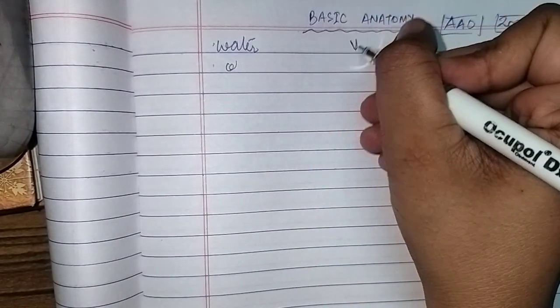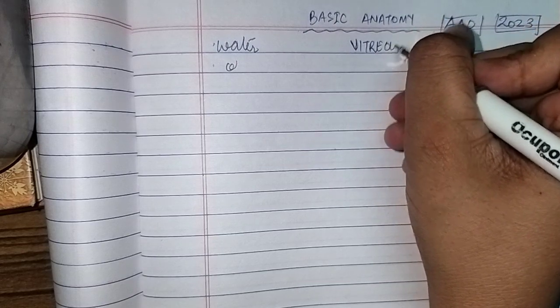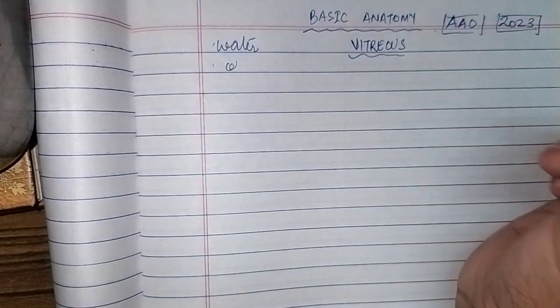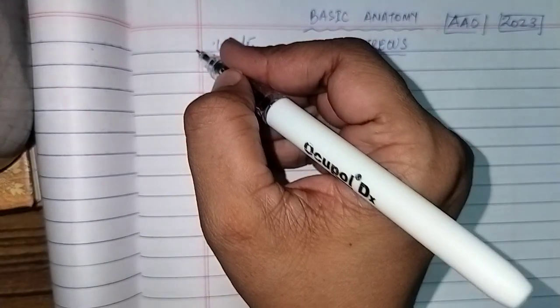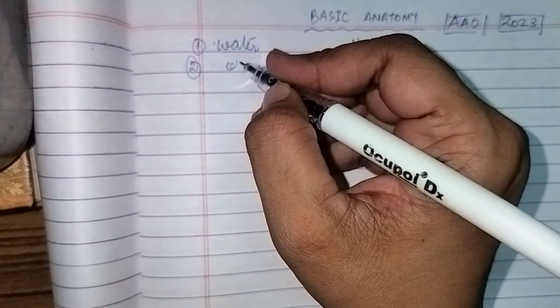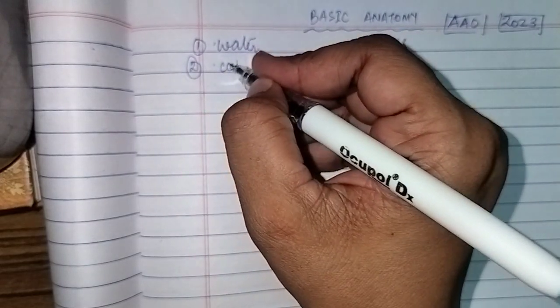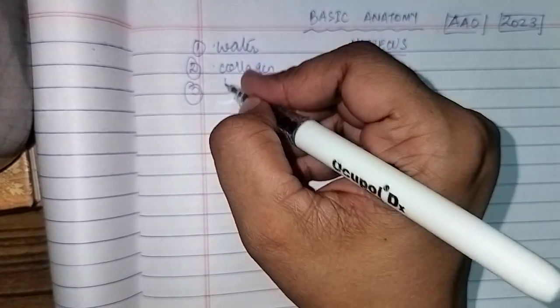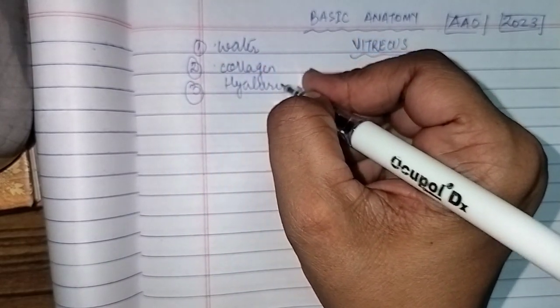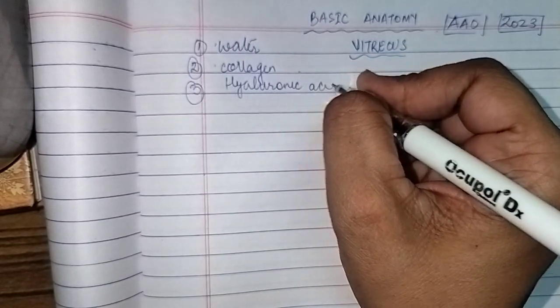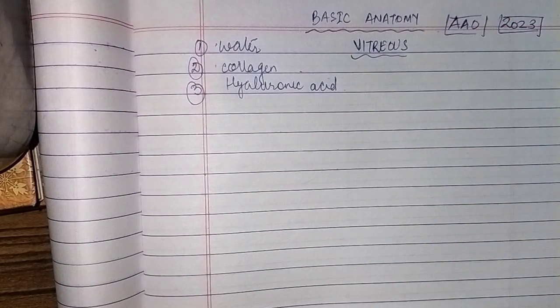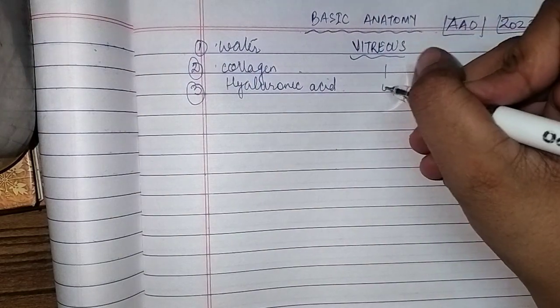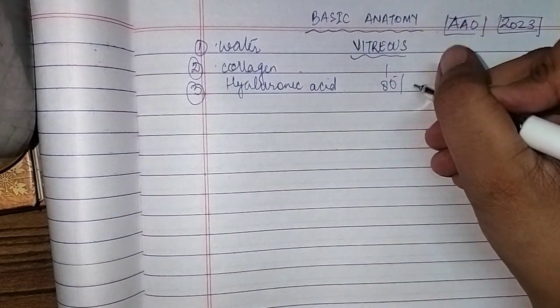So if we talk about the vitreous, it is composed of three things. First is the water, second is the collagen, and third is the hyaluronic acid. And this vitreous comprises 80% of the volume of the eye.